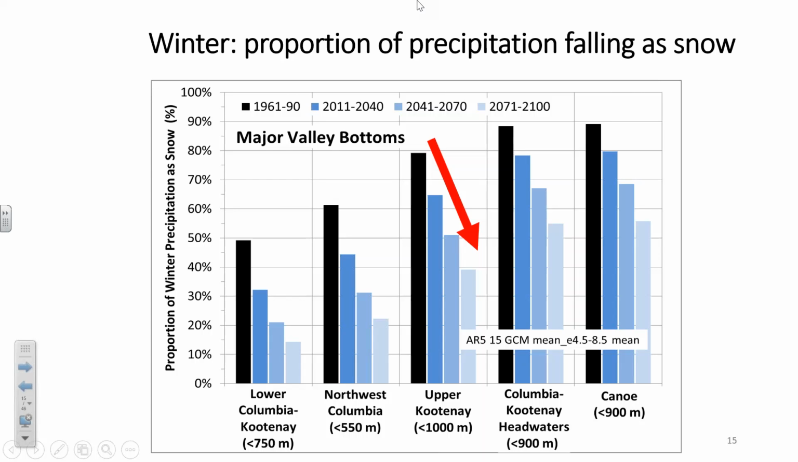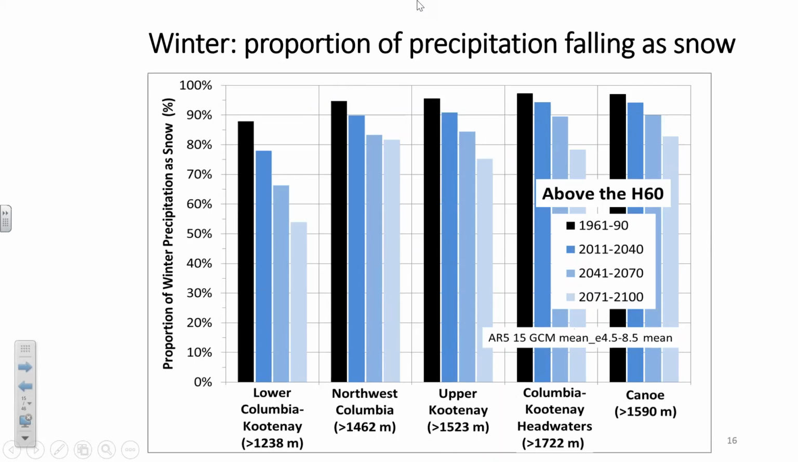There's two slides here. The first slide focuses on the major valley bottoms, basically where we live. And that's why they've been structured this way. The elevation is slightly different depending on the valley bottom, on the hydrologic region. But the main message here, and this is for the Upper Kootenay hydrologic region, is whereas the valley bottoms might have had in the 61 to 90 period, 80% of the winter precipitation fell as snow. As we move through this century, it's projected to drop below half to 40 or 39%.